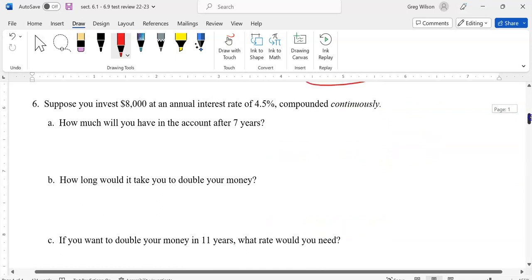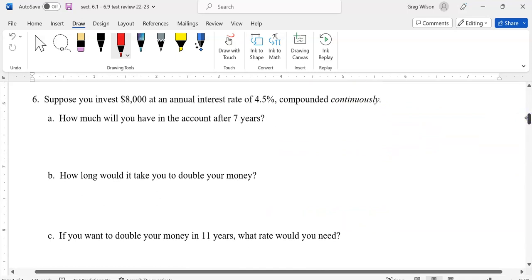All right, number 6 is a continuously compounded interest problem, and we have a special formula that we learned the other day. This was your homework problem number 51 in lesson 6-8. So if you want to go back and review that problem, you can. But here's the formula that you're going to use whenever the interest is compounded continuously.